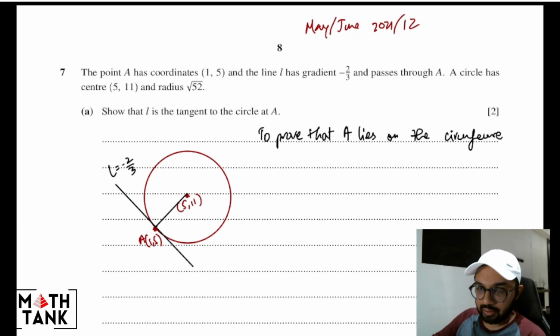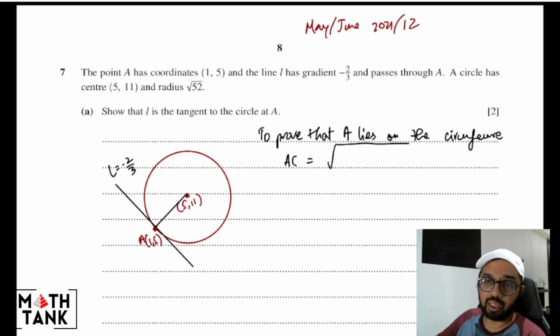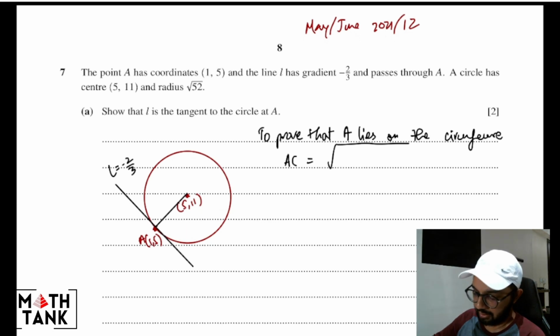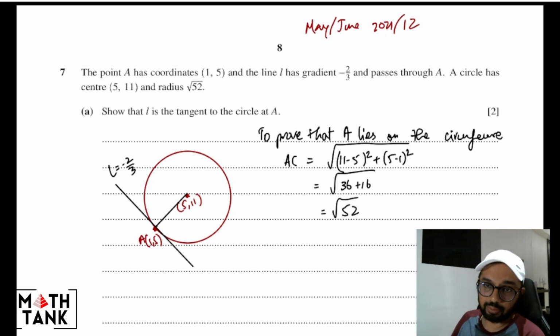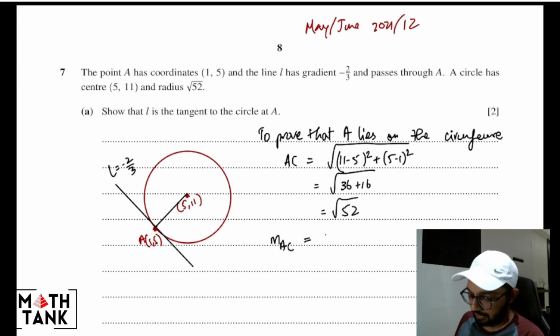So I'm going to calculate the distance AC. See if it comes out to be root of 52. If it equals the radius, it proves that the point lies on the circle. So 11 minus 5 whole square plus 5 minus 1 whole square. 36 plus 16 gives me root of 52. So that is proven that A lies on the circle. Now calculating the gradient of AC, 11 minus 5 over 5 minus 1, that's 6 over 4, that's 3 over 2.